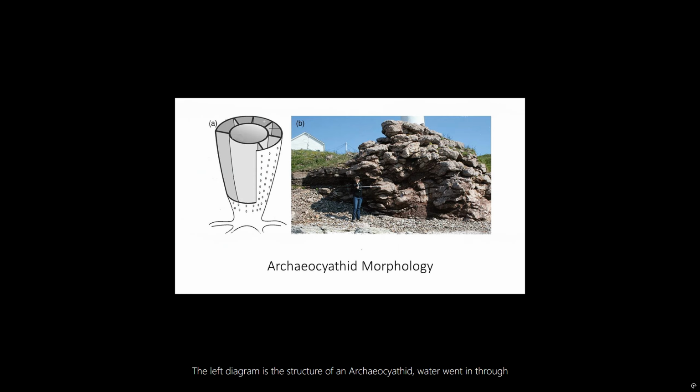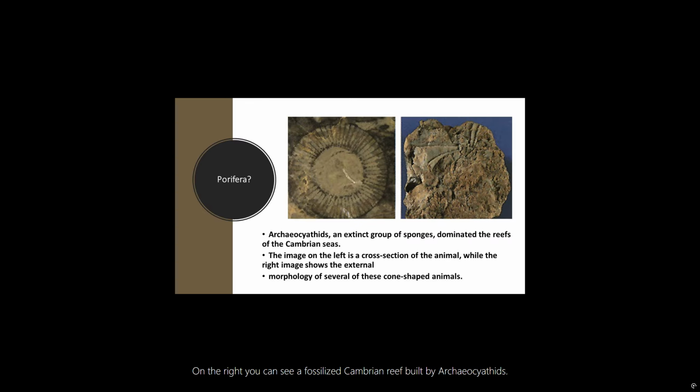The left diagram is the structure of an archaeocyathid. Water went in through the side and was expelled through the central cone. This animal was far more structured and compartmented than a typical sponge. On the right, you can see a fossilized Cambrian reef built by archaeocyathids. This extinct group of possible sponges dominated the reefs of the Cambrian seas. The image on the left is a cross-section of the animal, while the right image shows the external morphology of several of these cone-shaped animals. In the left image, you can see the double rings preserved very well.